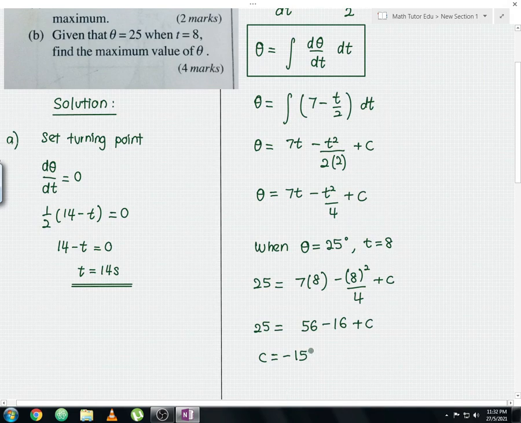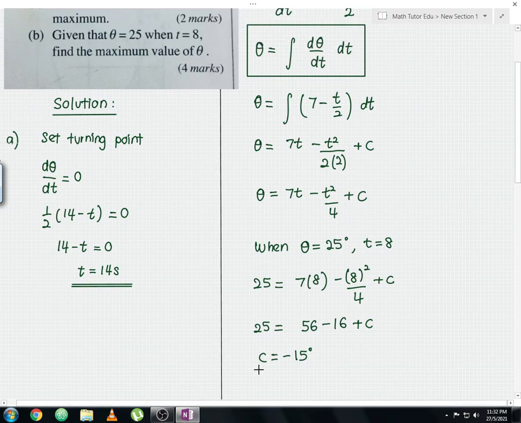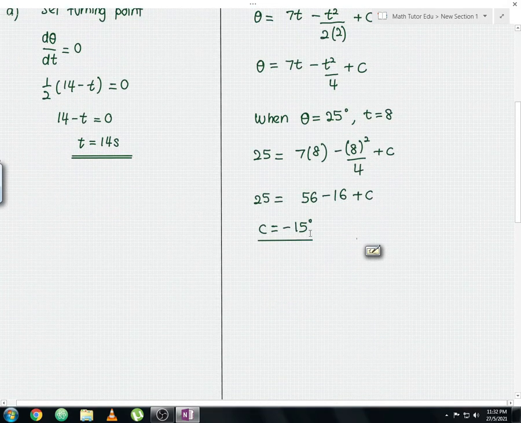In this case negative 15 degree, but we just write here negative 15. If you wish to write 15 degree also can. Okay, so let me underline this. So this is just the first step. Let us continue. So once you get this, we write this negative 15 back into the equation here, the official theta equation. So from here theta is equals to 7t minus t square over 4 minus 15. Okay, so now we are almost to the end of the question.